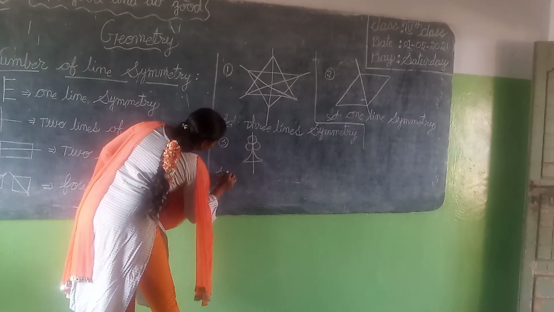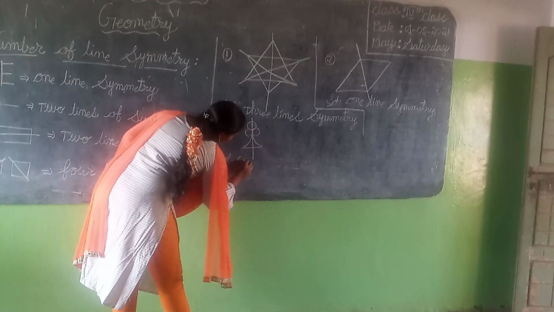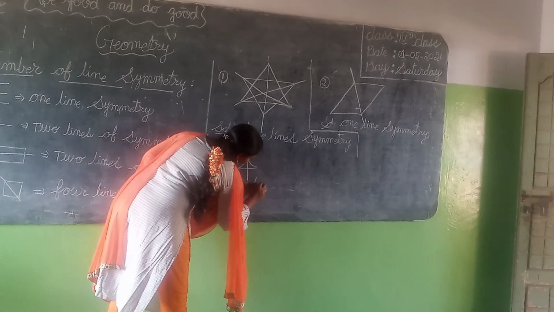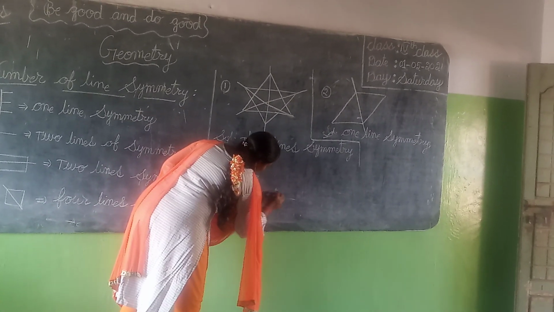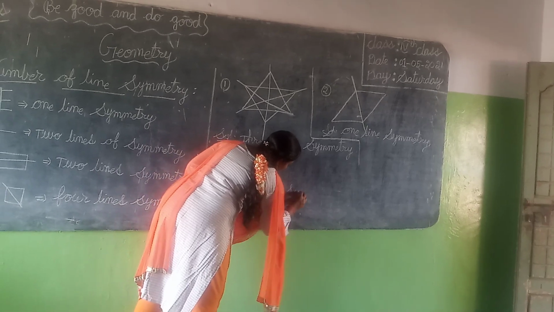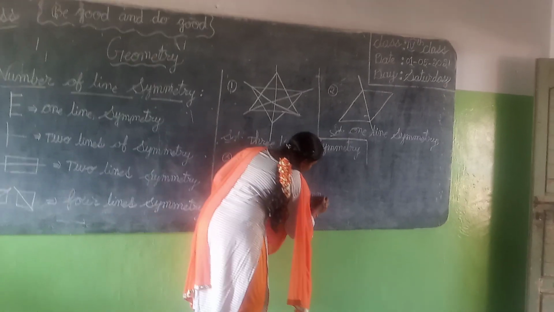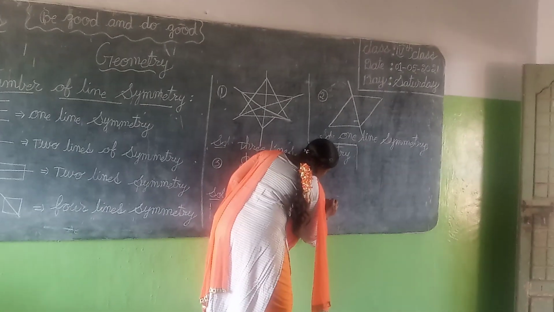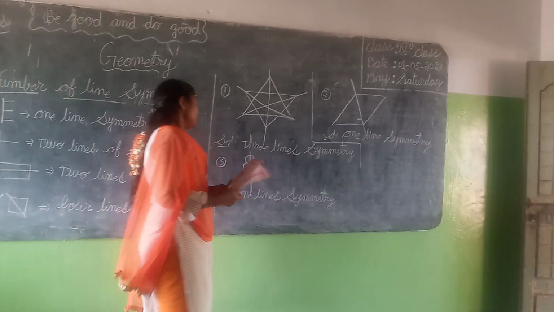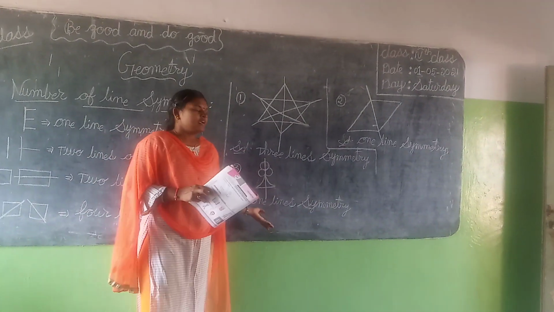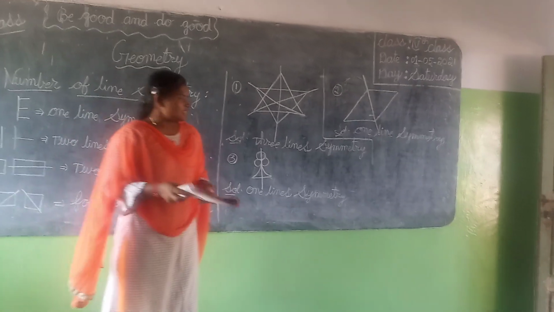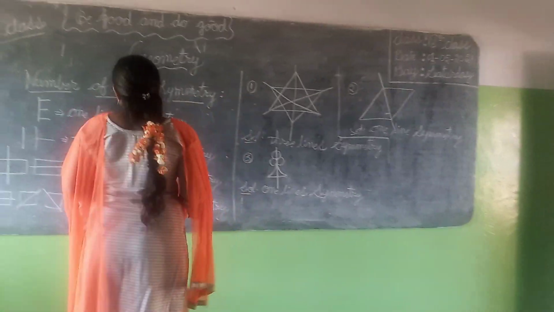Okay, Nama? How many lines of symmetry? One line of symmetry, or one line symmetry. Okay, Nama? Third diagram also drawn. Write this one line of symmetry. Next, fourth question.